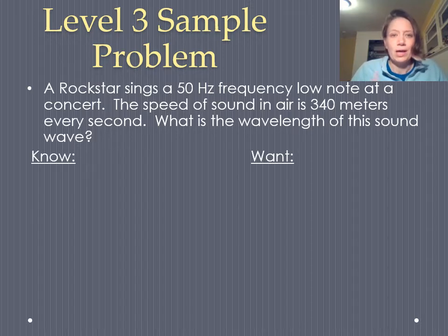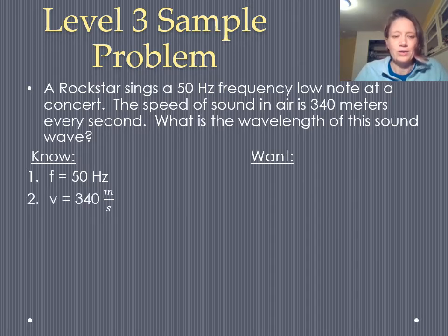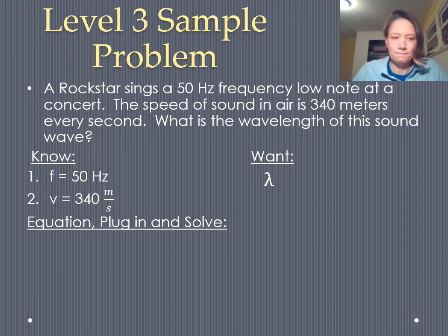First thing I would do is make a know-want list. I know the frequency is 50 hertz. It tells you that in the first line. I also know the velocity is 340 meters every second. It tells you that in the second line. And what I want is lambda, which is the wavelength of the sound wave.